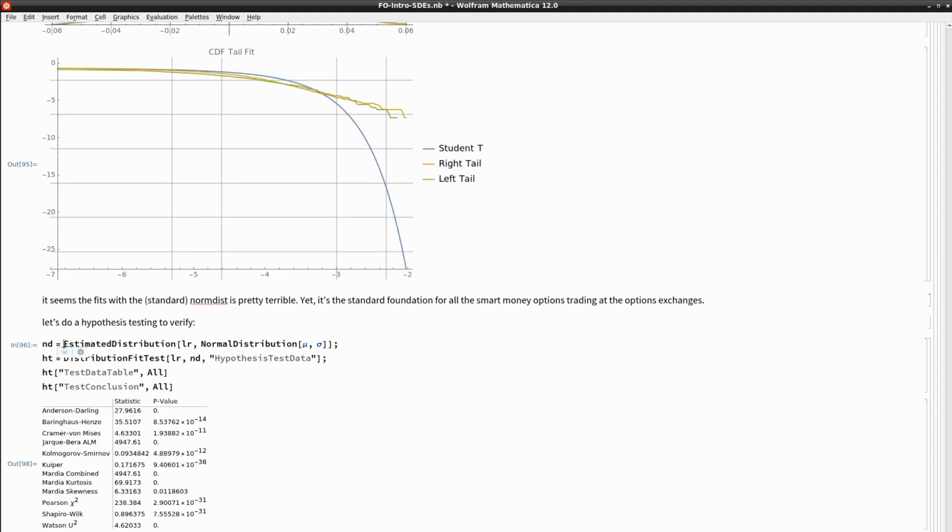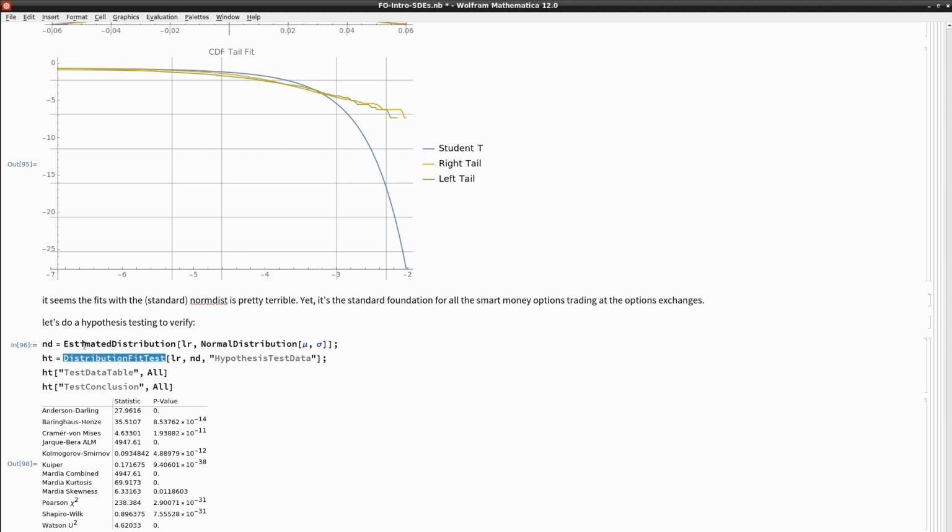So let's create an estimated distribution with the normal distribution. Again, in blue, we use mu and sigma. That means we don't provide numbers for these. We want them to be evaluated. Blue means that the expression is unevaluated. And then we can ask the question about a distribution fit test, right? We want to do a hypothesis testing.